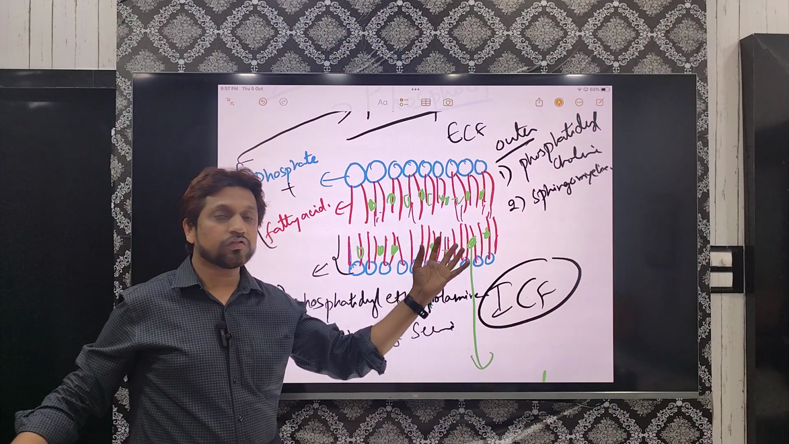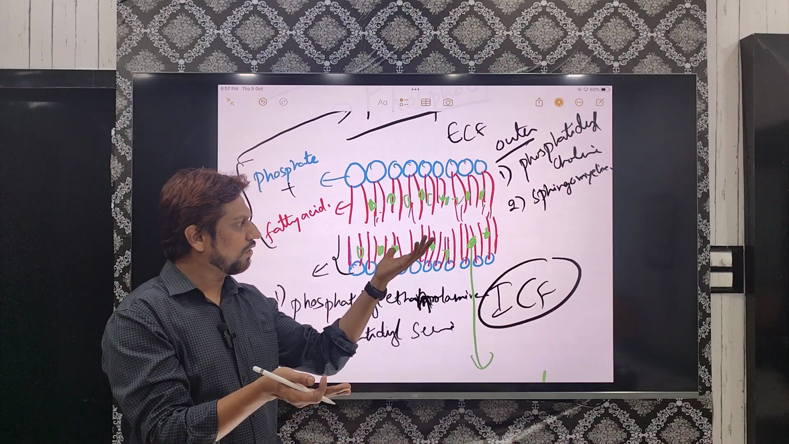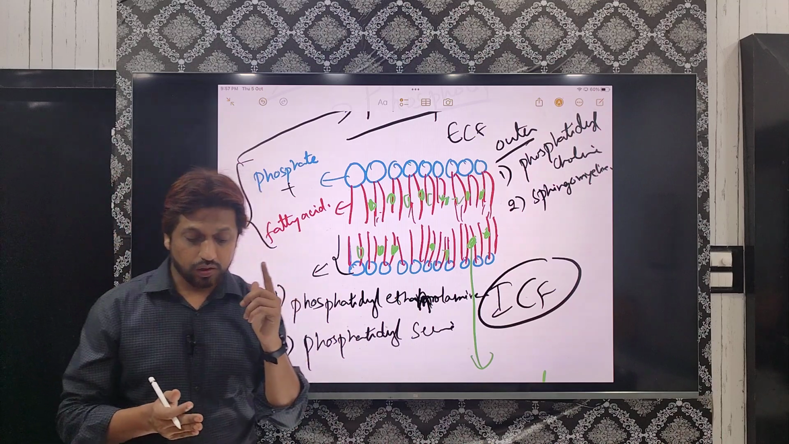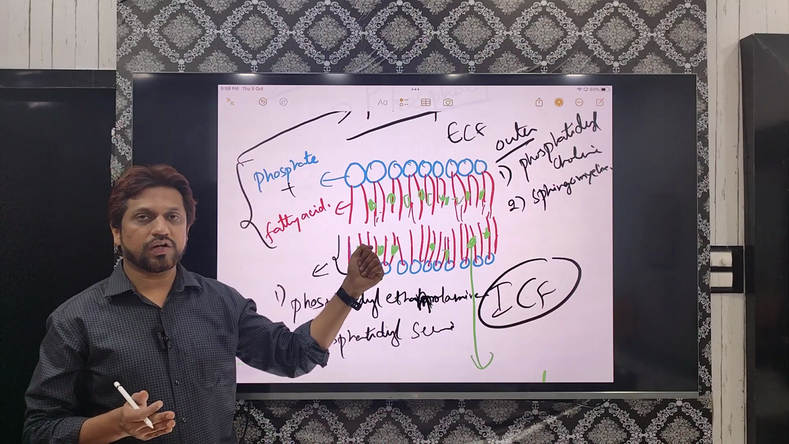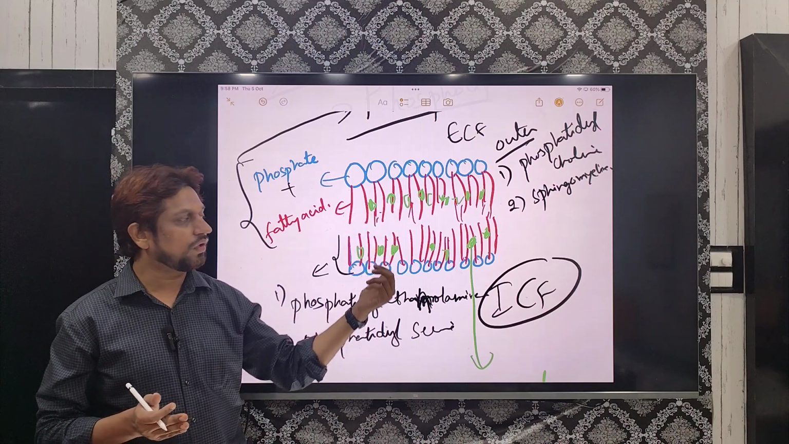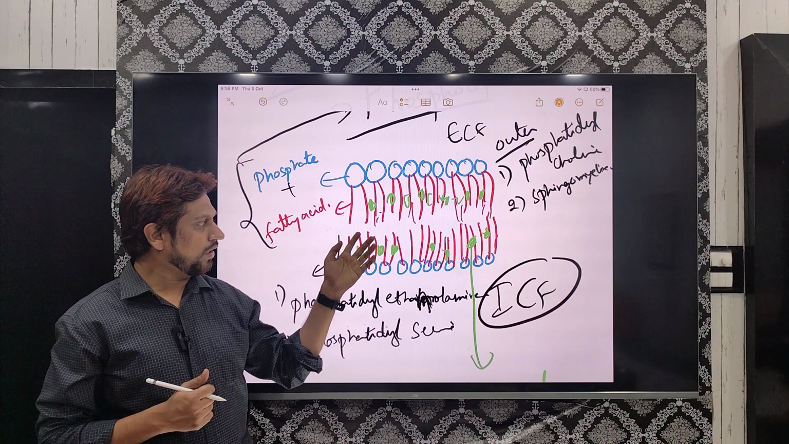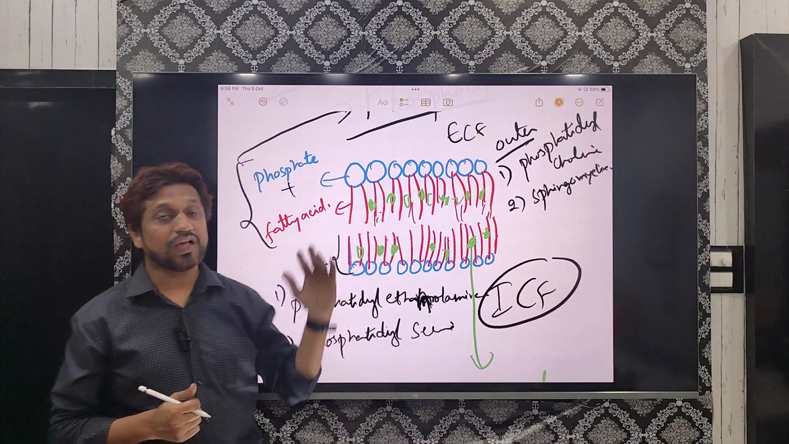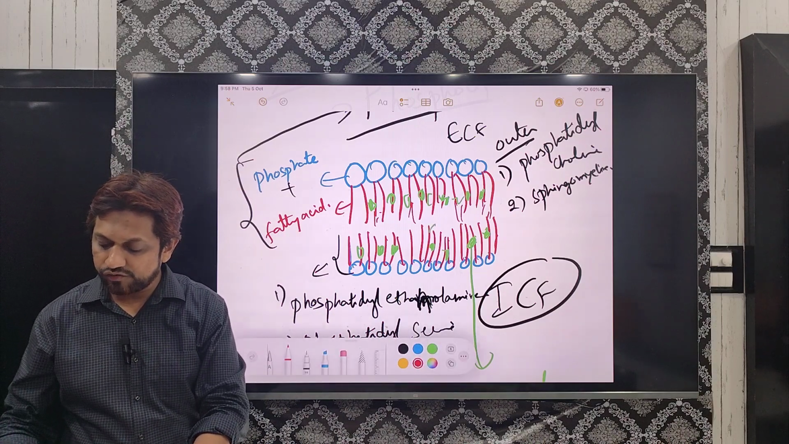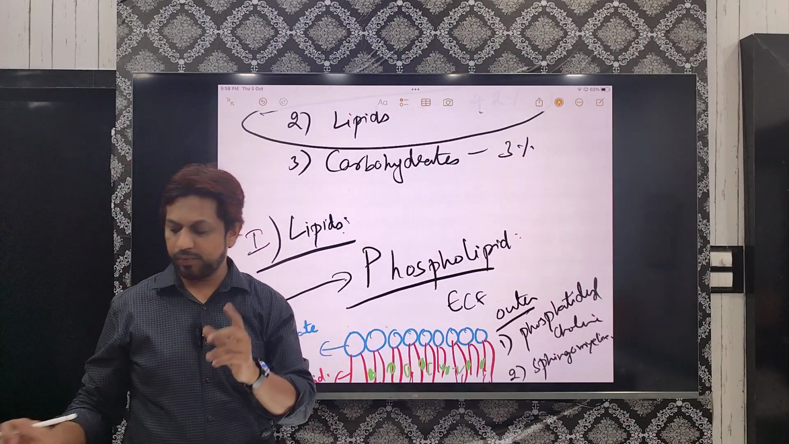The more the cholesterol content, the less is the fluidity of the cell membrane, and conversely, the less the cholesterol, the more the fluidity. Temperature also matters: an increase in temperature increases the fluidity, and a decrease in temperature decreases the fluidity of the cell membrane. These fatty acids are sometimes saturated and sometimes unsaturated, and unsaturated fatty acids also affect the fluidity. So we have discussed the lipid constituents: mainly phospholipid and cholesterol.